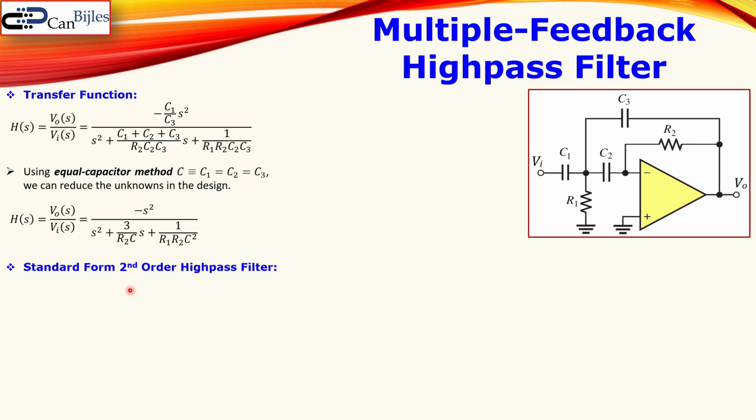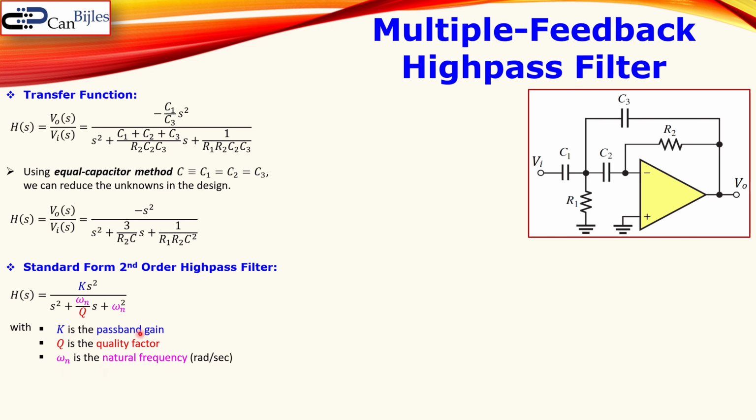Okay, the standard formula for second order high pass filter is given by this expression. You see here the K, the omega n, and also the quality factor Q again. Now again, the passband gain is the K. That means here, since we talk about the high pass filter, the high frequency gain. The quality factor Q will determine the shape of our circuit and also if we have a gain peaking. Natural frequency is related to the resonant frequency, and this is an important parameter also.